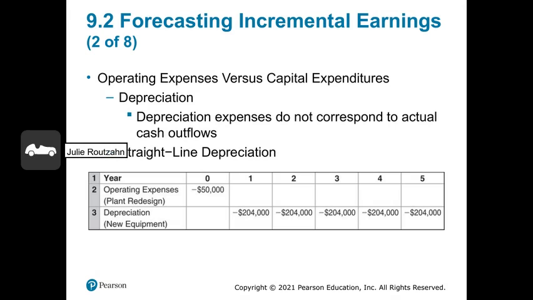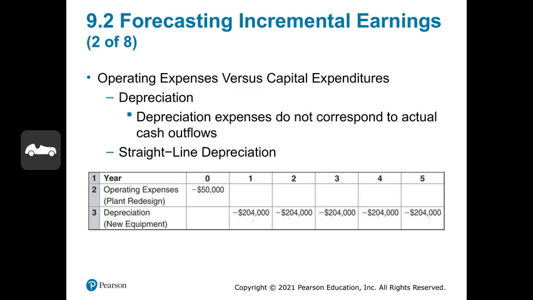So it's really important to remember that operating expenses are what's showing up on your income statement, but not every operating expense has a cash flow associated with it. So depreciation expense does not correspond to the actual cash flows. Remember, when we buy a piece of equipment, it's going to be capitalized, going on our balance sheet, and then we're going to depreciate it over the useful life of that asset. So you'll see on our income statement, we'll have straight line depreciation expense every year for that new piece of equipment. But there is no cash flow associated with that.